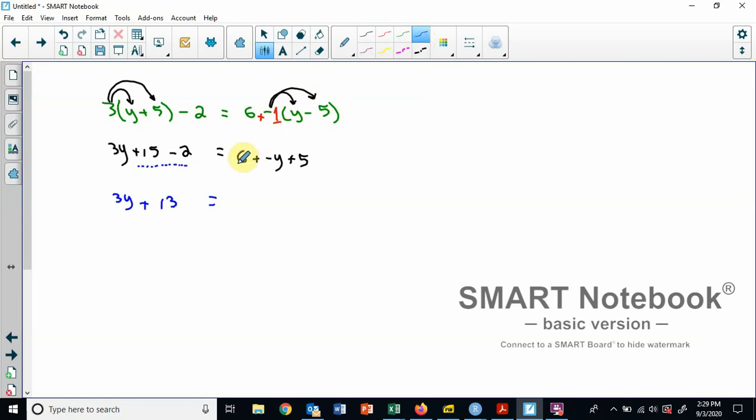So now let's take a look. I do have like terms. I have 6 and 5. So I'm going to go minus y plus, what's 6 plus 5? That is positive 11. Okay. So, that simplifying was tough because it's very tricky.